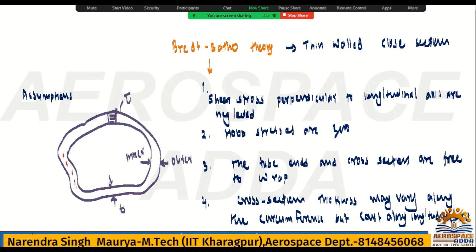This is very important here, and they are asking questions based on this in GATE. So this is called the median line.